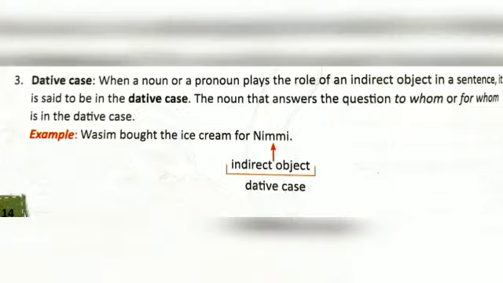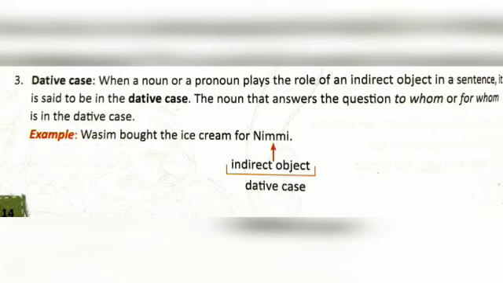Okay. So then comes the dative case. Dative case means when a noun or a pronoun plays the role of the indirect object in a sentence, that is called the dative case. The noun that answers the questions to whom or for whom is the dative case. Wasim bought the ice cream for Nimi. For Nimi: for is the preposition and Nimi is the indirect object. That is why it is called the dative case.